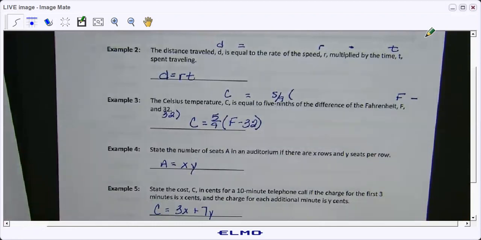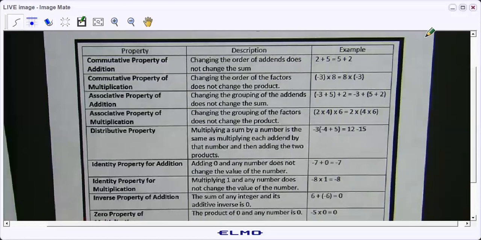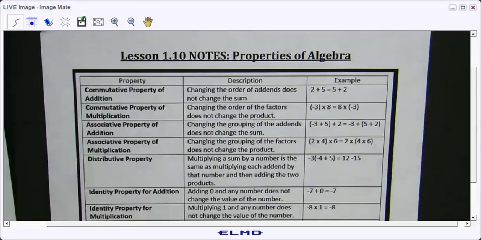So now we're going to move on to lesson 1.10. So let's go ahead and go to this lesson. What's our last lesson? This one. Yep, for chapter 1, this is our last lesson. Okay, so lesson 10 is properties of algebra.